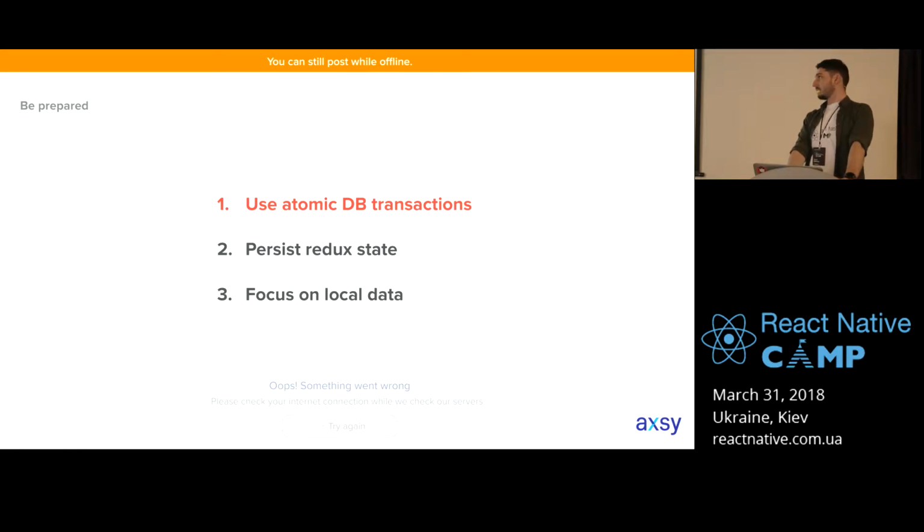And there are 3 principles that I suggest for dealing with the case when the application might be force closed. First, you need to use atomic database transactions, you need to persist Redux state, and you need to focus on local data first before displaying some information.